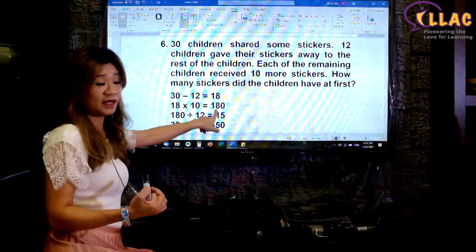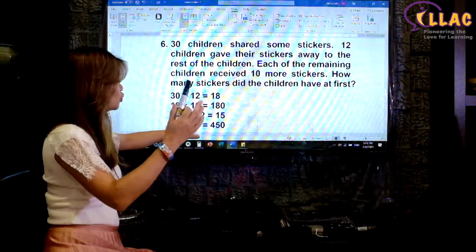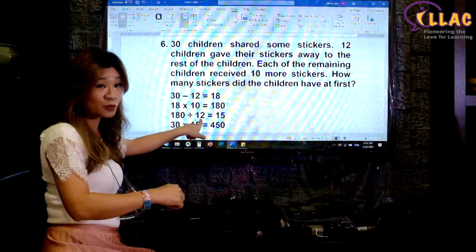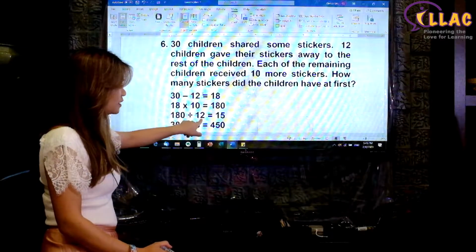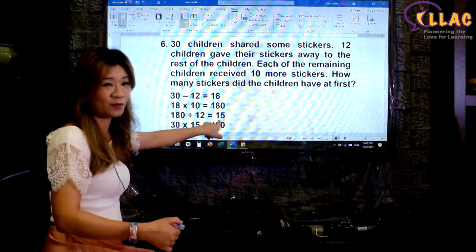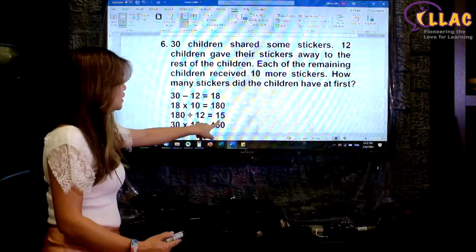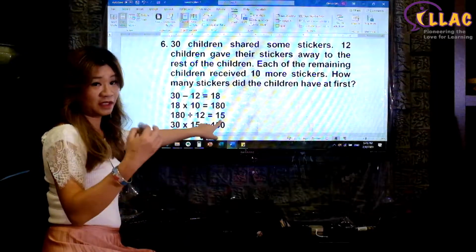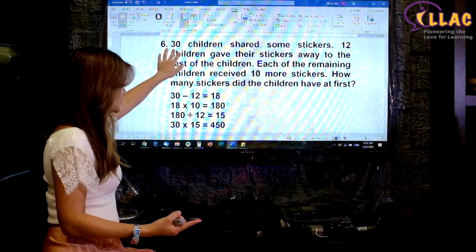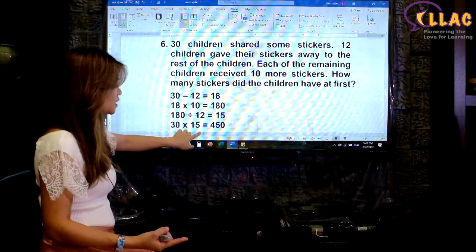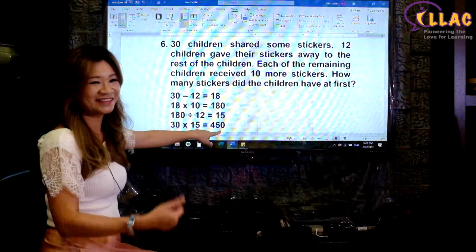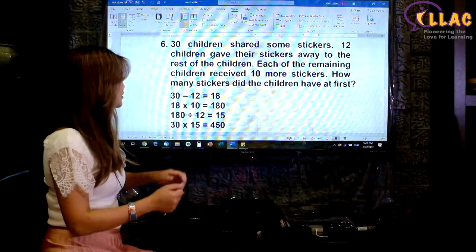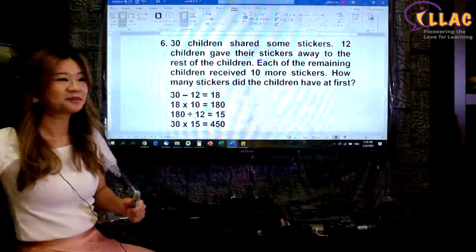Where did this 180 come from? They came from the 12 children at first who gave stickers away. So 180 came from 12 children, therefore each children actually gave away 15 stickers. So 15 is the ultimate number that each child has. At first there is 30, therefore 30 times 15, you get the answer 450. Did you get it right? Well done. Let's try another question.